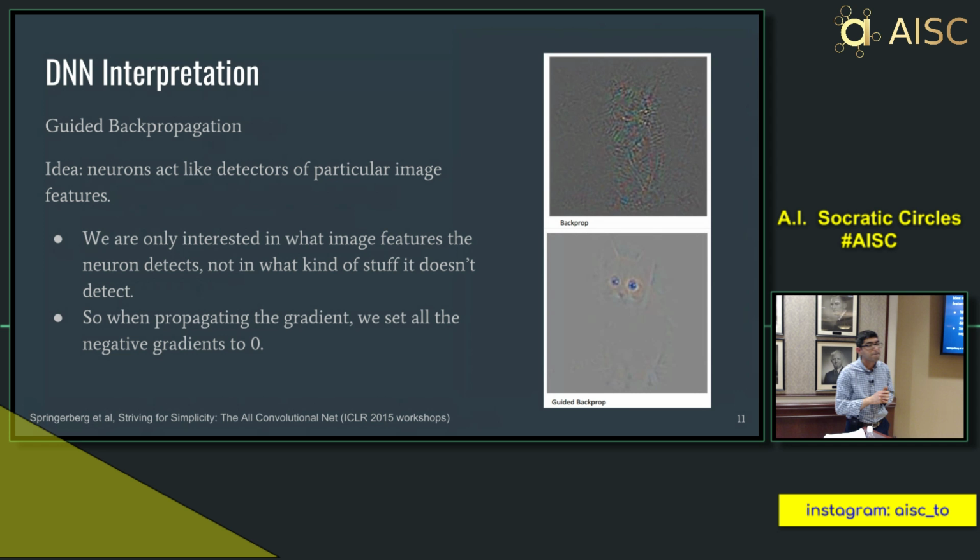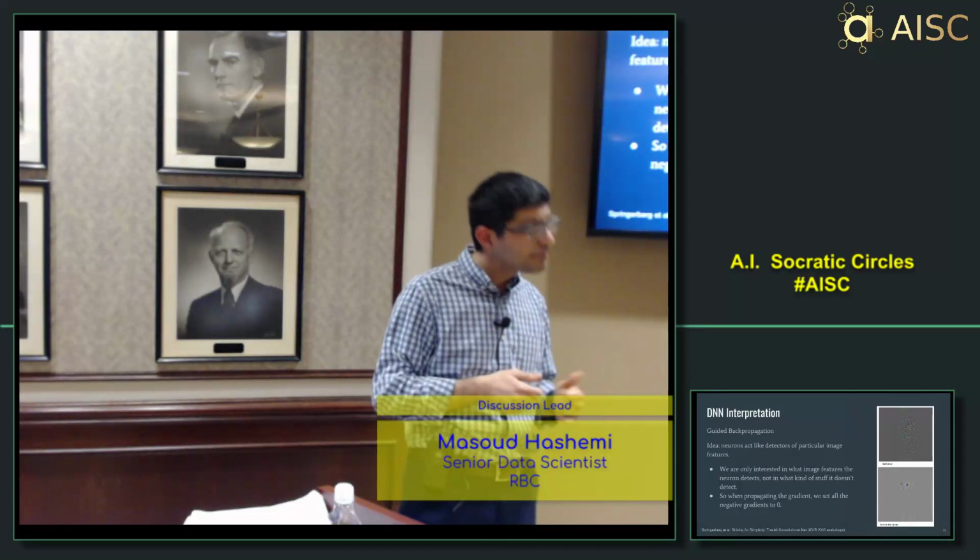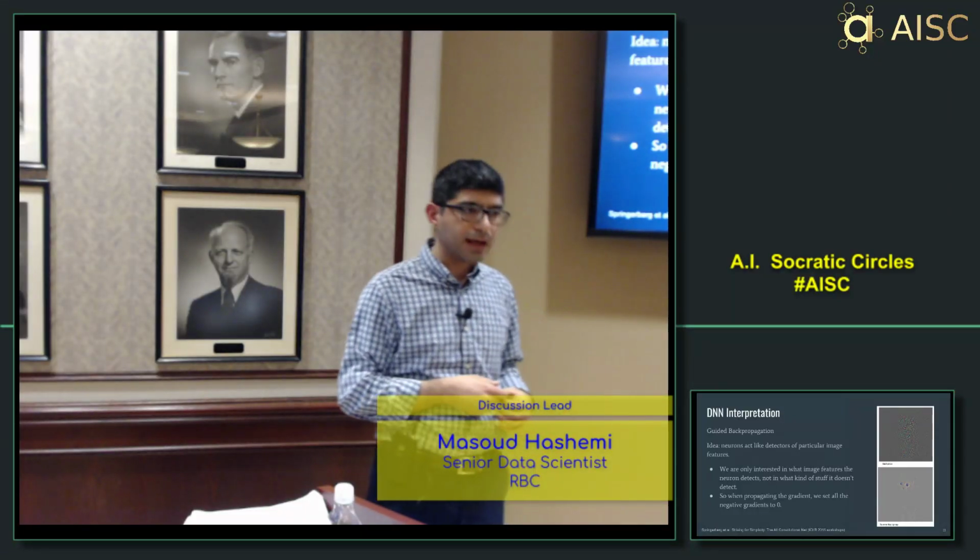Just a quick clarification comment perhaps. When you say we're visualizing gradients, you're saying that if those pixels are receiving a higher amount of positive gradients, then we highlight them, we show them. Exactly.